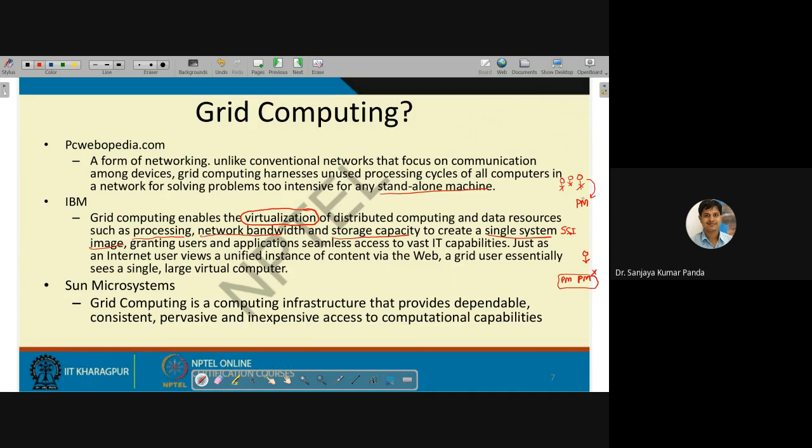When you require, you can split a physical machine's resources into multiple resources. When it is required, you can combine one or more physical machines also. So this looks like a single system image. And we are granting users and applications seamless access to vast IT capabilities. So to whom are these resources provided? These resources are provided to the user.